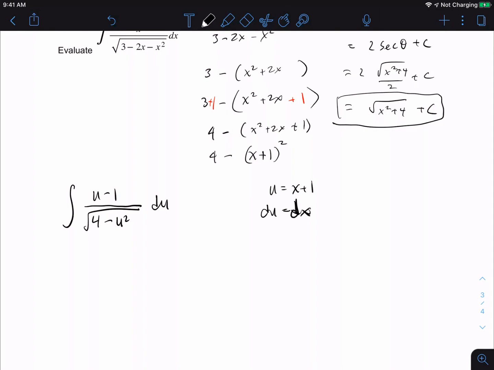Wasn't it, we'll let u equal 2 sine theta? Right? Isn't it sine theta that we use here? Yeah. So then du, it's funny, I don't like using u again, but it is a different du. I'm going to get 2 cosine theta d theta.